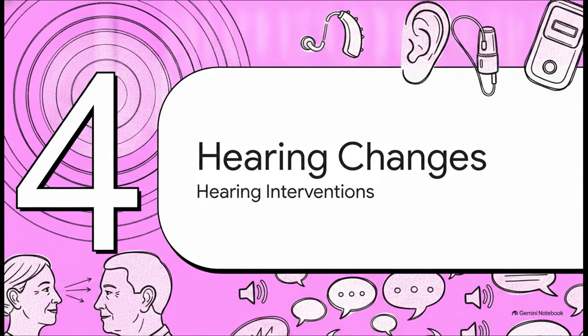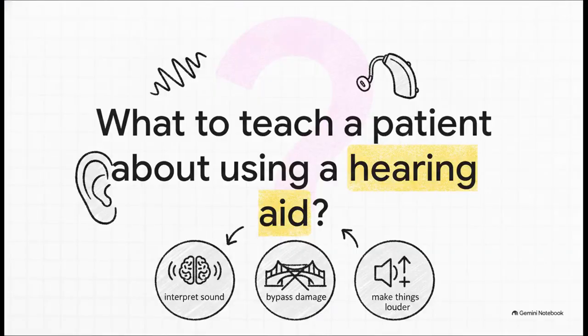That brings us to our final section, Section 4, Age-Related Hearing Changes, comparing conductive versus sensorineural. Time for another quick knowledge check, this time on assistive devices. What information should you include when teaching a patient about a new hearing aid?